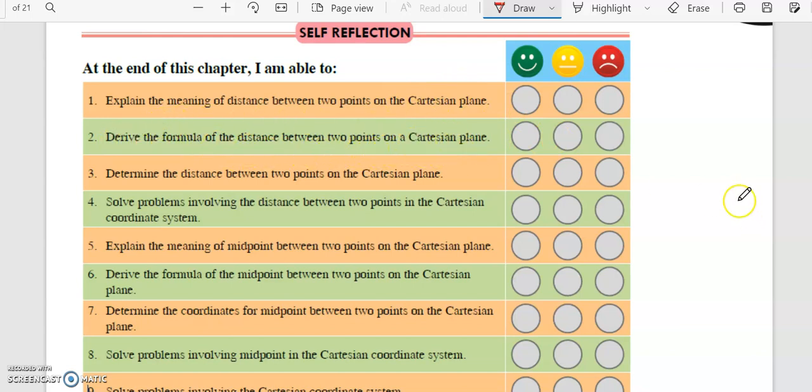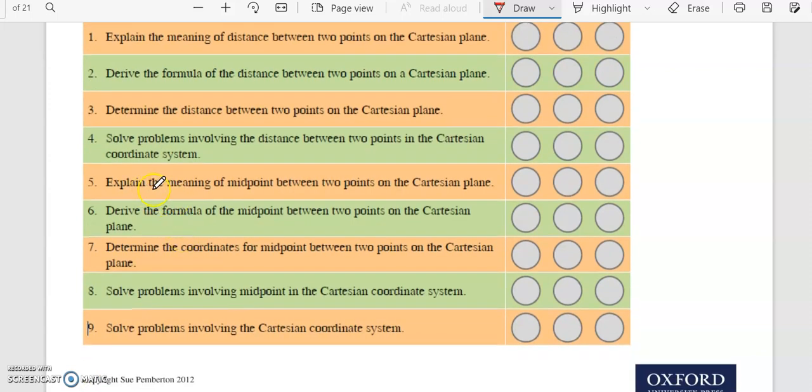We derived it from the Pythagoras theorem. The third one, determine the distance between 2 points on the Cartesian plane. Yes, we use the distance formula. And then we solve problems involving the distance between 2 points in the Cartesian coordinate system. Next, we know how to explain the meaning of midpoint between 2 points on the Cartesian plane. Then you can see on the checklist the midpoint formula we learned earlier, then we determine the coordinates of midpoint, and then we solve problems involving midpoint.